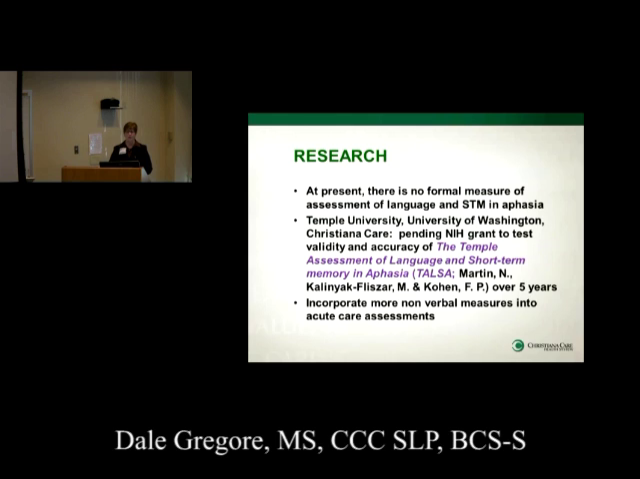Temple University has been working on this for 5 years. They've selected Christiana as one of their sites, in partnership with the University of Washington, to be a testing site for the Temple Assessment of Language and Short-Term Memory and Aphasia. So this test incorporates verbal measures into acute care assessments. And I'm excited to be a part of that.